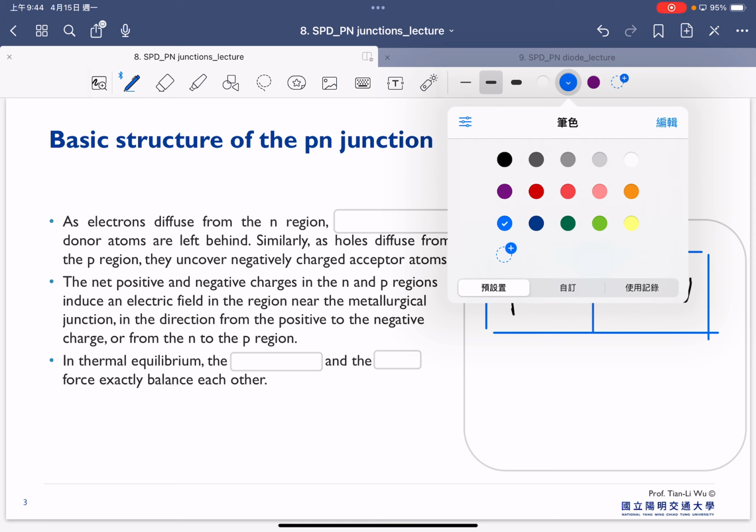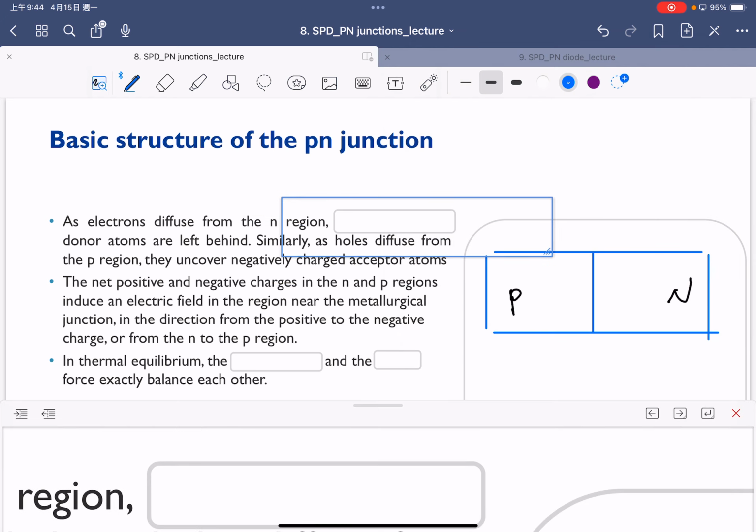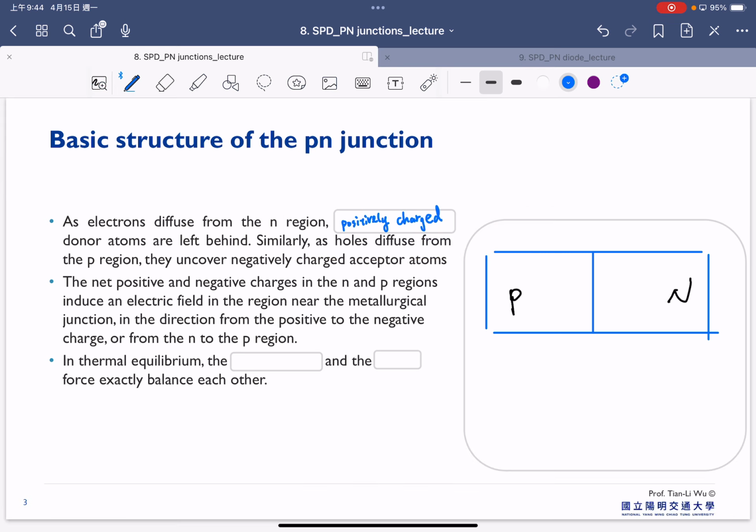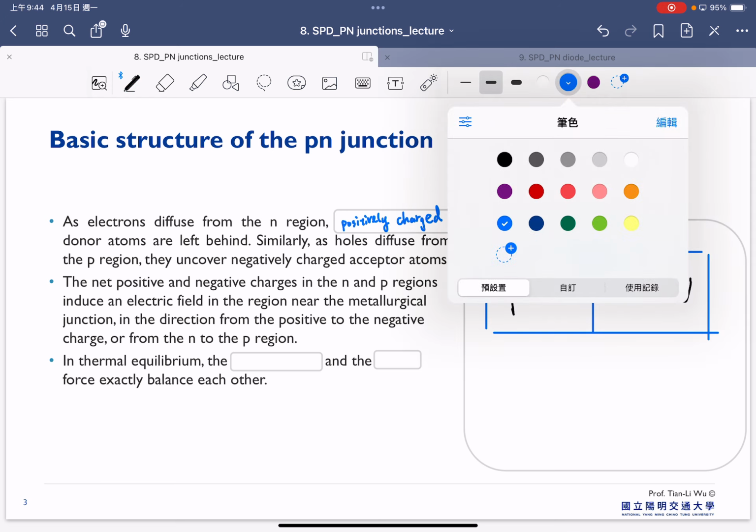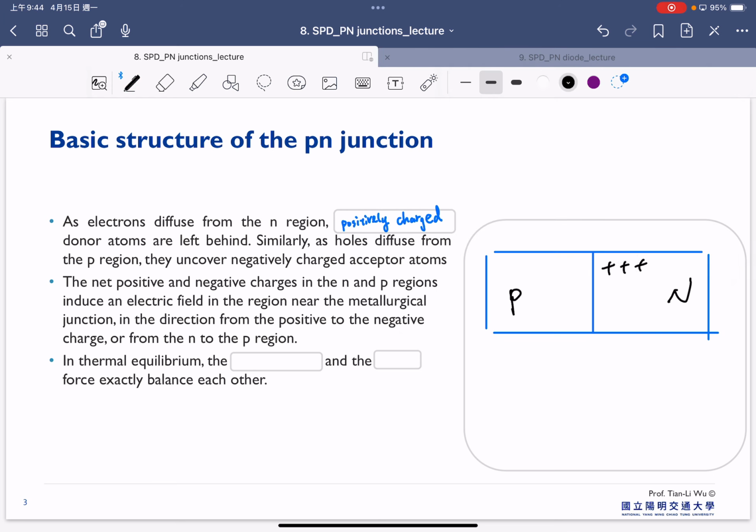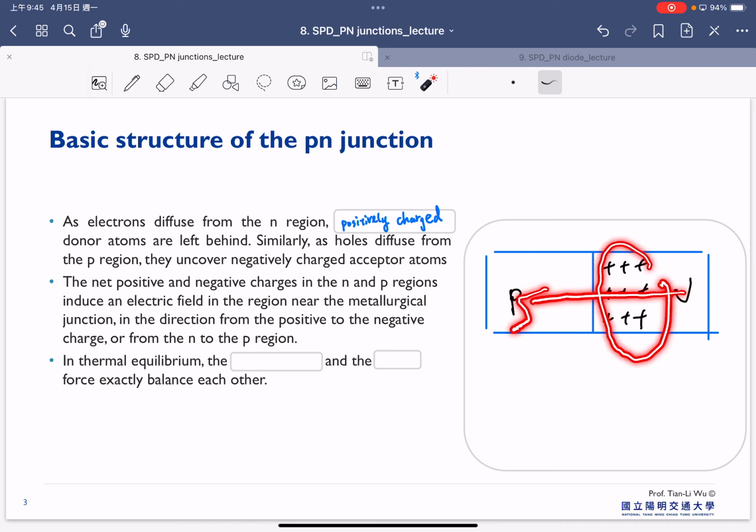So positively charged donors are left behind. That means we have positive charge here. This is because some of the electrons have diffused from the right to the left. Since some electrons are missing here, for sure some positive charge will appear in this region.